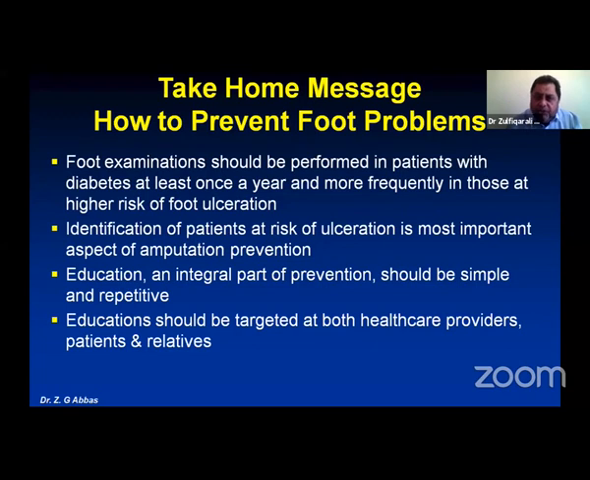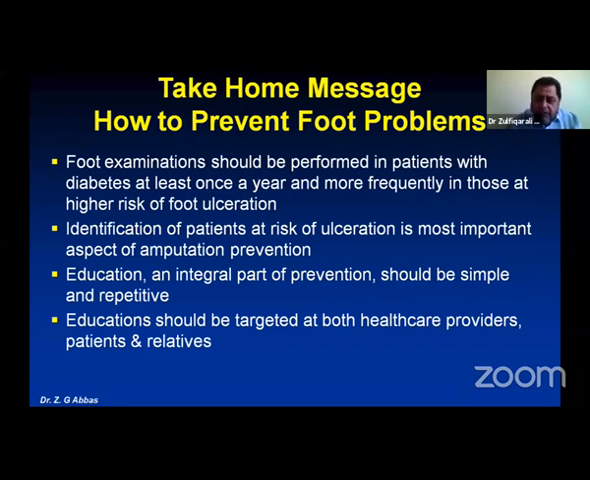Foot examination should be performed in patients with diabetes at least once a year, and more frequently in those who have a high risk of foot ulceration. And I've already mentioned who are at high risk of foot ulceration. Identification of patients at risk of ulceration is the most important aspect of amputation prevention. So we need to identify them in our clinic.